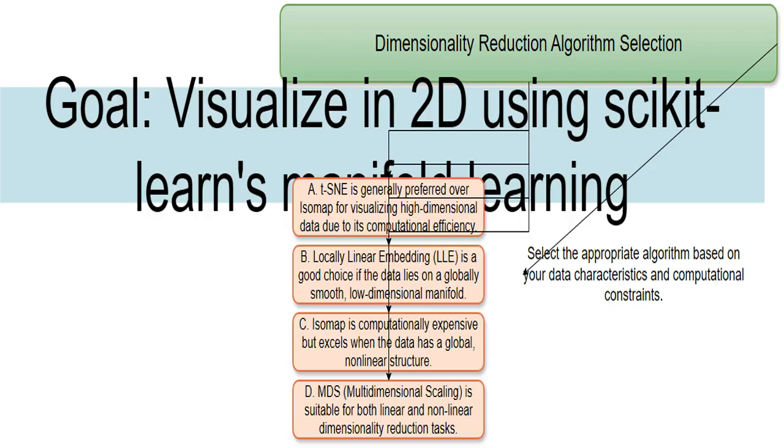I want to create a 2D plot that shows my data. This helps me to see patterns and relationships between data points easily, which would be impossible with 100 features. Sklearn provides several tools to help me do this.